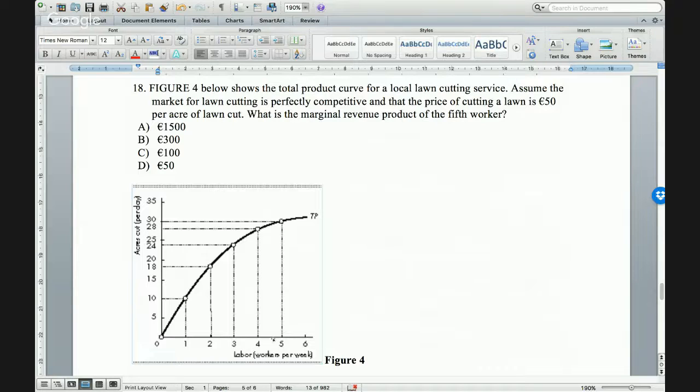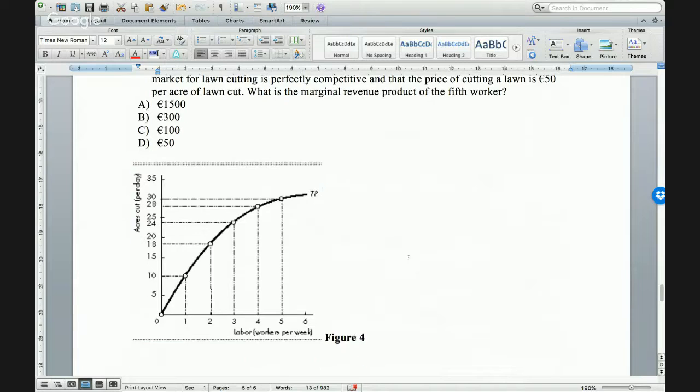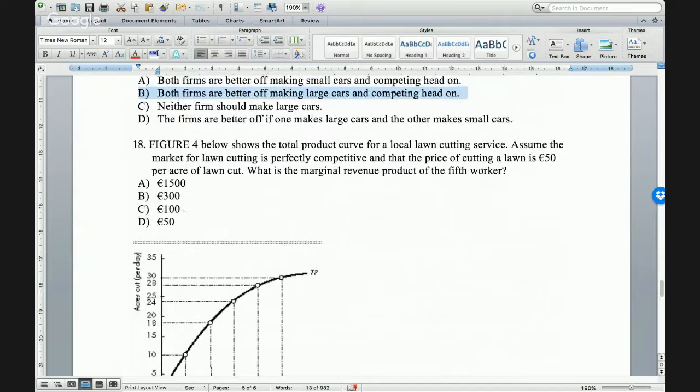Okay. The easiest thing to do actually is just see the difference here, 30 and 28. 30 is associated with the fifth person. 28 acres is associated with the fourth person. So the difference here is 2. Okay, so 2 times €50 is €100. So the answer is €100. But put it another way, total revenue 30 by €50, which is 1,500. 28 by €50 is 1,400. And 1,500 minus 1,400 is again your 100. So a simple way is subtract these two and multiply it by your €50. So we should have €100 as our answer. Yeah, C.